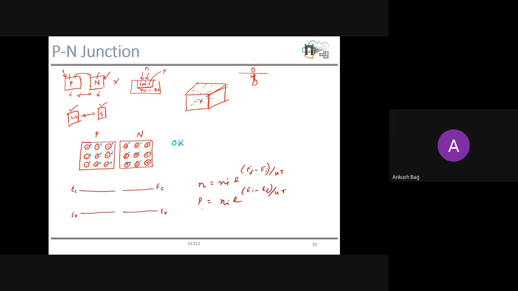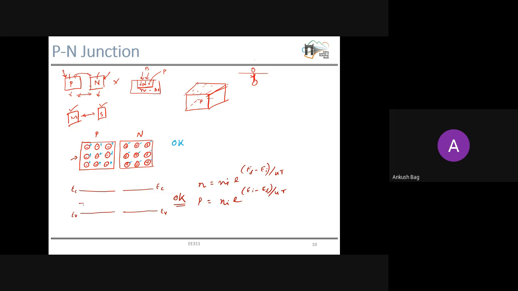Now the question is, where is the Fermi level at 0 Kelvin? Is it close to the conduction band or valence band? Because this is at 0 Kelvin, and at 0 Kelvin, all the electrons as well as holes are attached to their dopant atoms. So the Fermi level will be at the middle because they are not ionized. So there are no free carriers. There are no holes. There are no electrons.